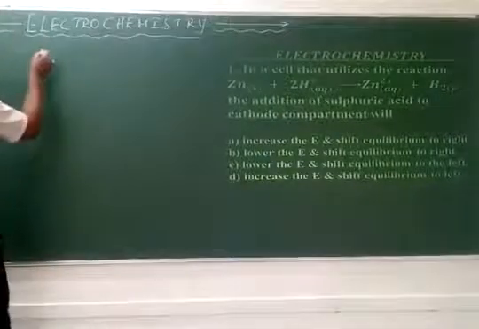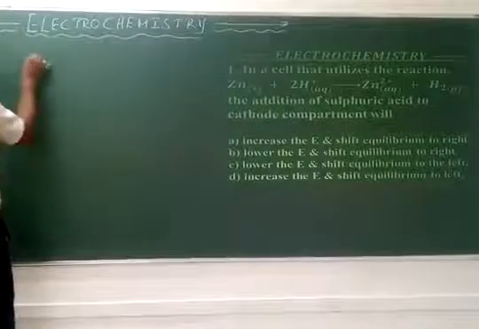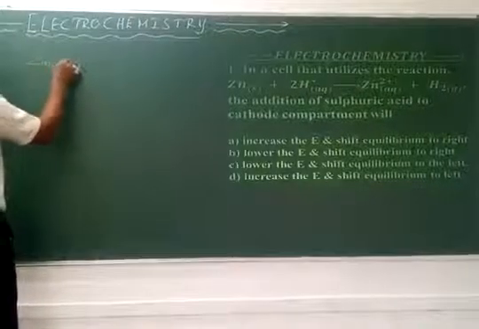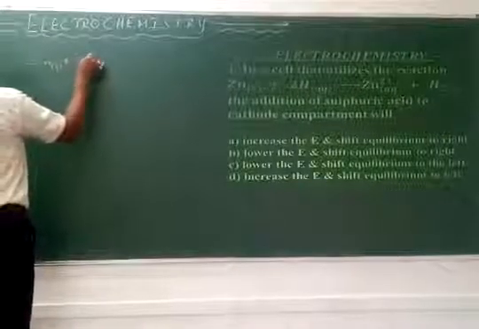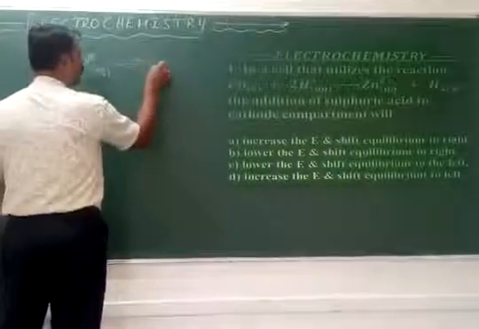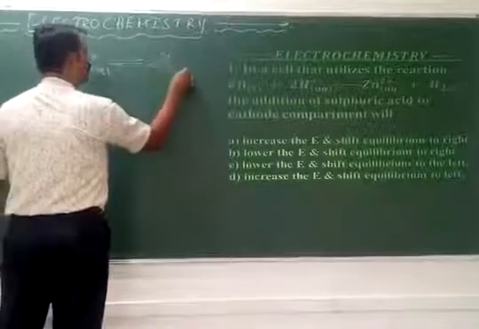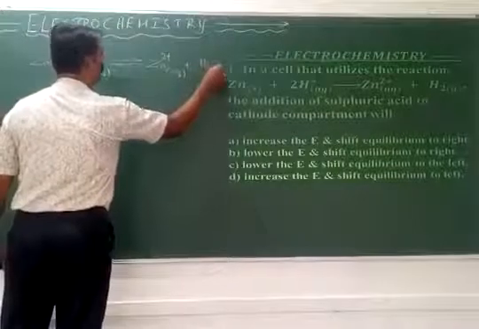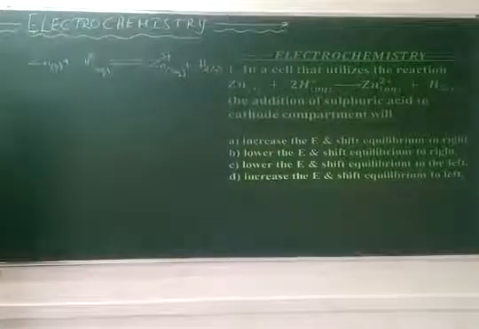So we know that the reaction for that one is zinc in the form of solid plus 2 H plus in the form of aqueous gives rise to Zn2 plus in the form of aqueous plus the liberation of hydrogen gas. Already it gets balanced.